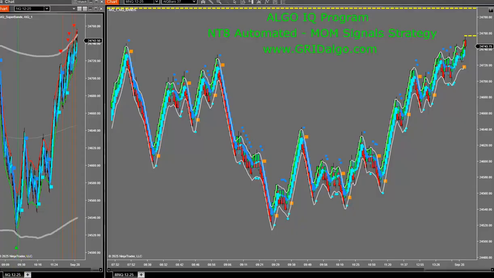So they're saying, hey, I love the Algo IQ indicator. I'm playing with the automated strategy, already going after a $300 a day daily profit objective. It's working. I'll build up from there.